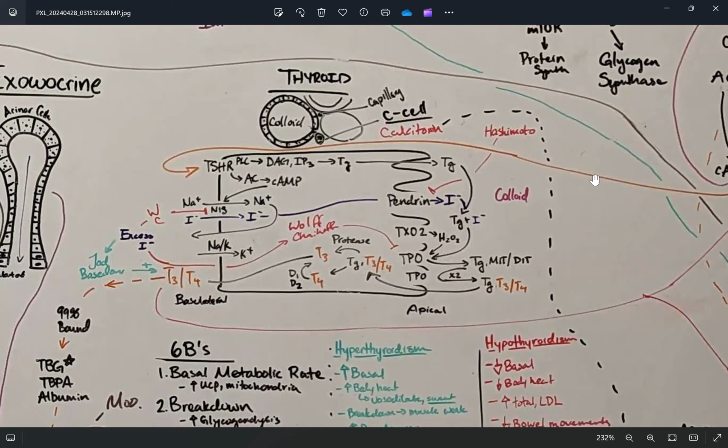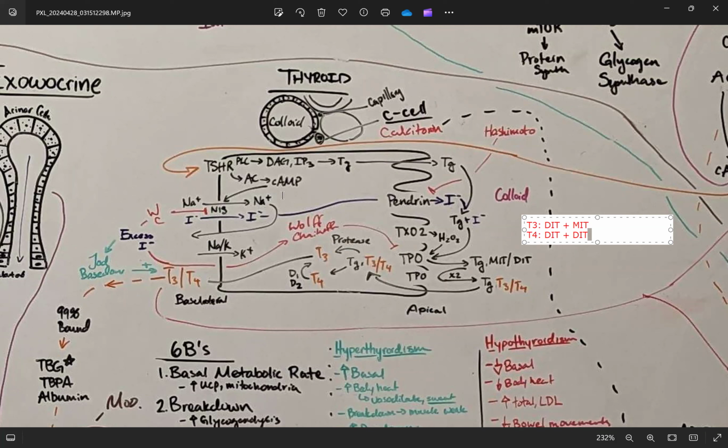And so you combine two of those. Depending on whether you combine an MIT and a DIT for T3 or two DITs for T4, you use TPO again, and then you transport that complex of thyroglobulin T3, T4 into your follicular epithelium. You'll use a protease or lysosomes to cleave off the T3 and T4 and secrete those out. You can also use D1 and D2 to convert your T4 into T3.